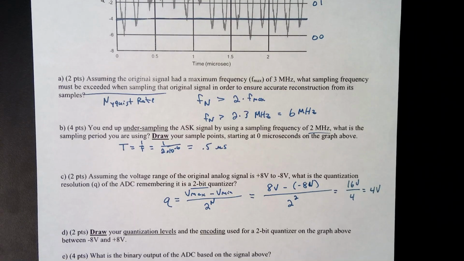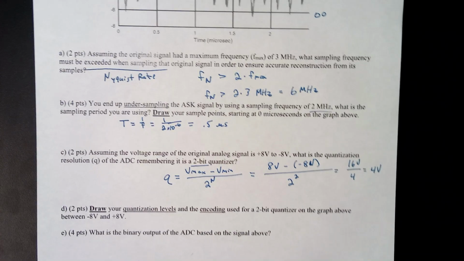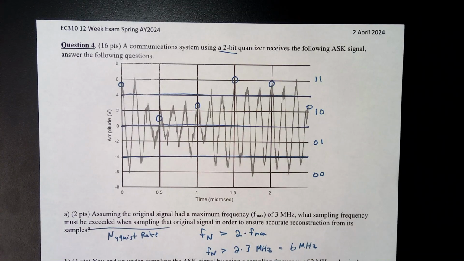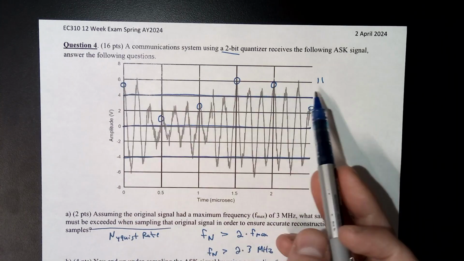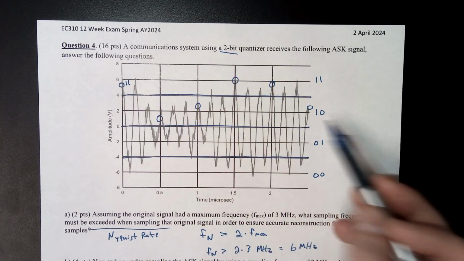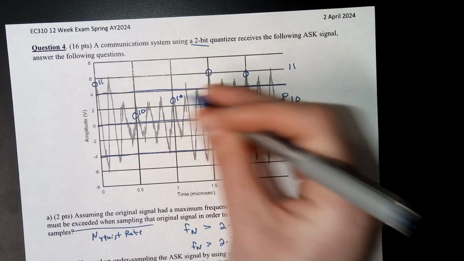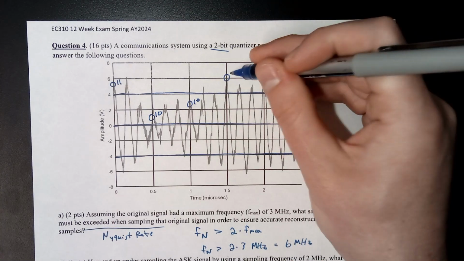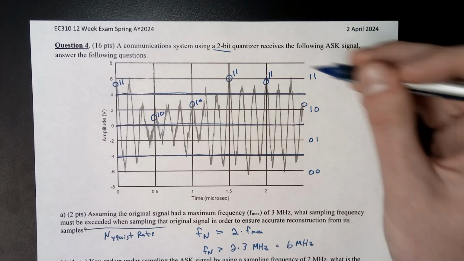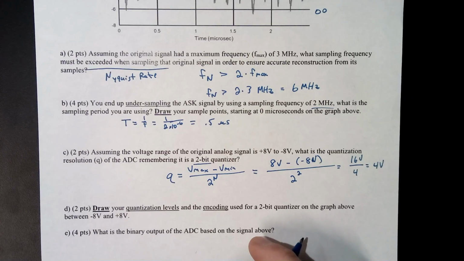And then for the last part, what is the output of the ADC based on the signal above? For that, we're just going to look at each sample point and see what quantile it is in. This one is above 4 volts, so it's 11. This one's in the middle here, so it's going to be a 10. This one's also in the middle, so it's a 10. This one's above, so it's an 11. Above again, so 11, and then another 10 at the end. Then we're just going to write those values down at the bottom here, left to right.